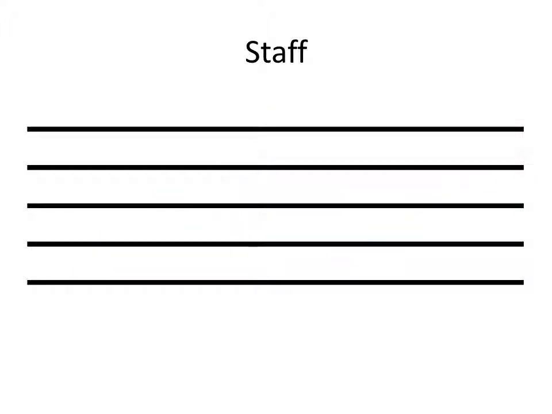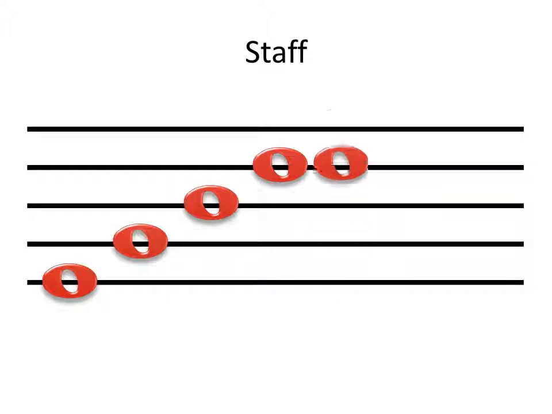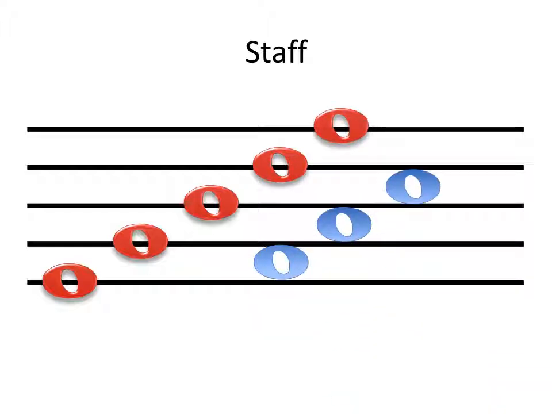In music, the ovals, called notes, are placed on the lines with the line running through the middle of the note, or in the spaces between the lines. Notice how the line and space notes are the same size, but the line notes have the line running right through the middle of the note, and the space notes only touch the line on the top and bottom of the note.